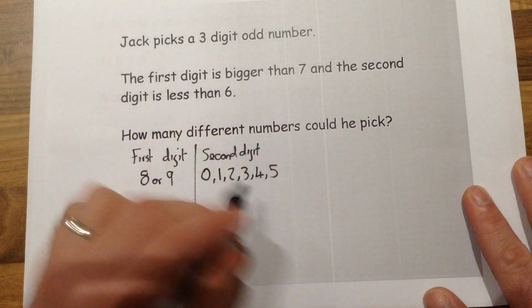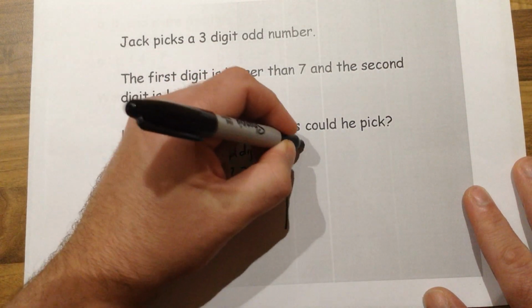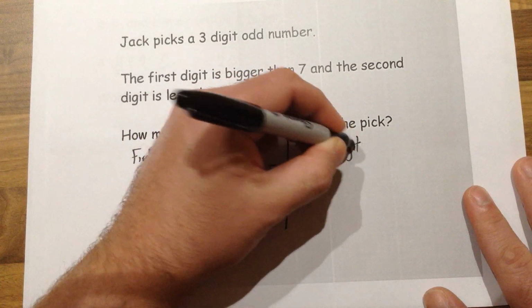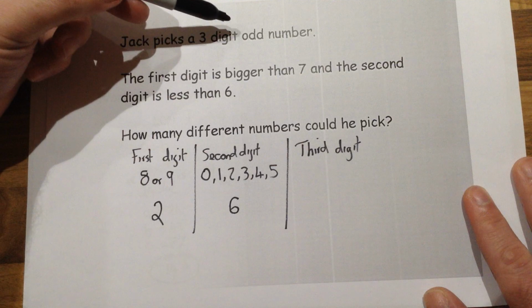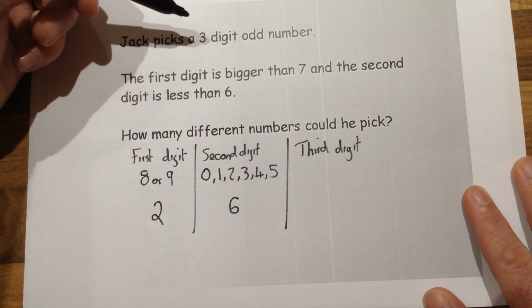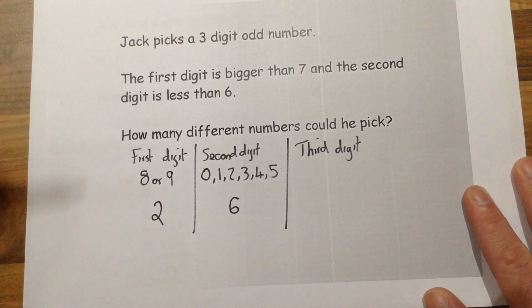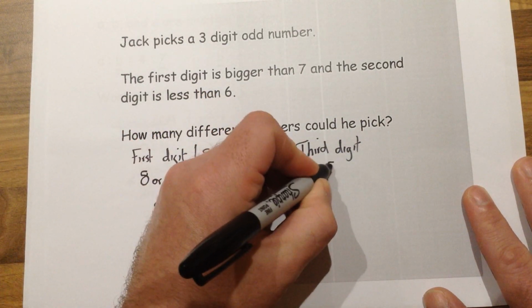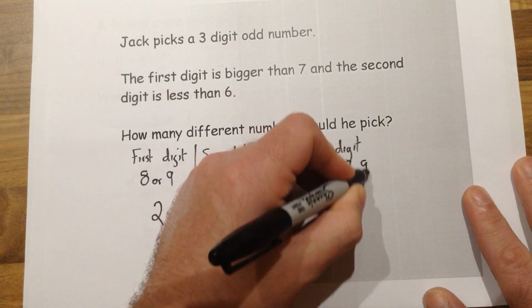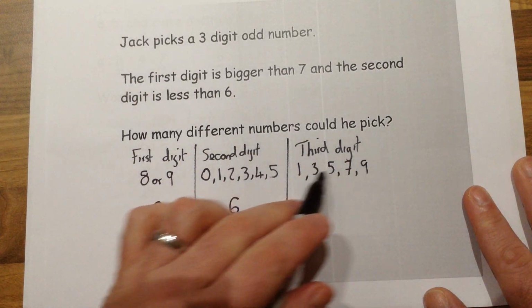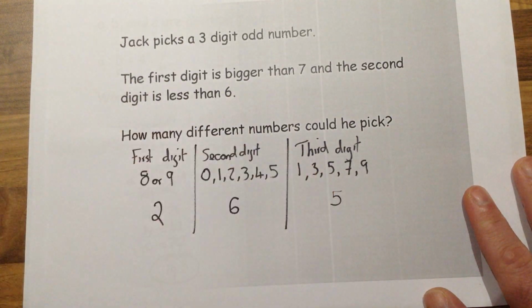Now it hasn't explicitly told us anywhere here what the third digit could be. However, if we look back at the top of the question, it has said that this 3-digit number, whatever it may be, is odd. Odd numbers, remember, end in either 1, 3, 5, 7 or 9. Obviously even numbers are 0, 2, 4, 6, 8. So here there are 5 different numbers it could be.